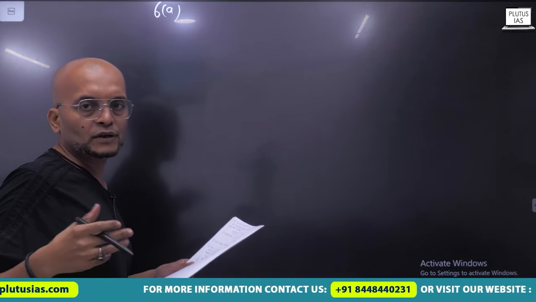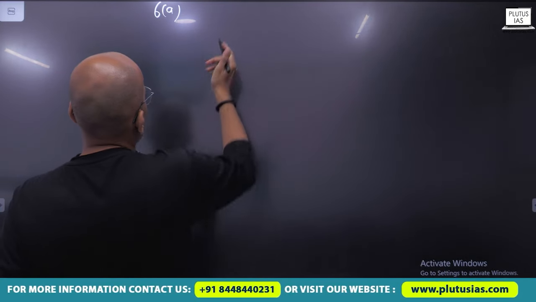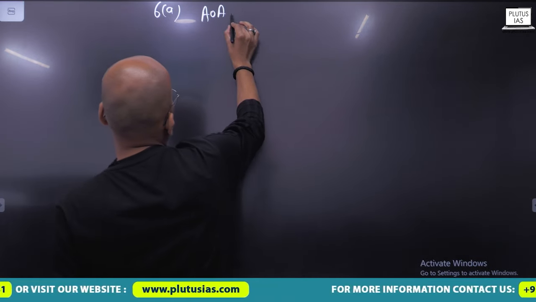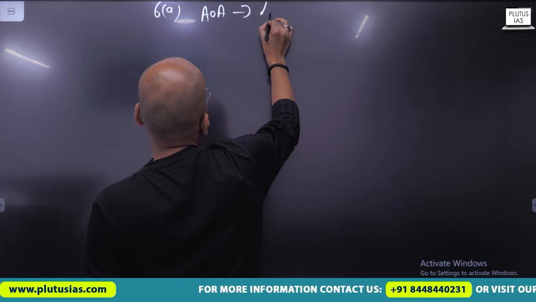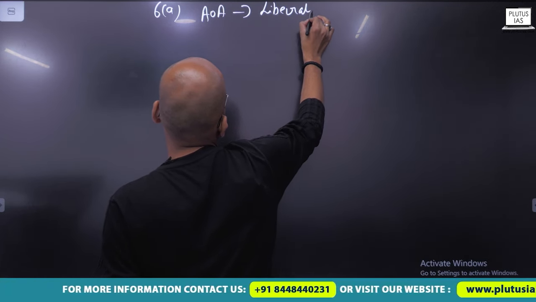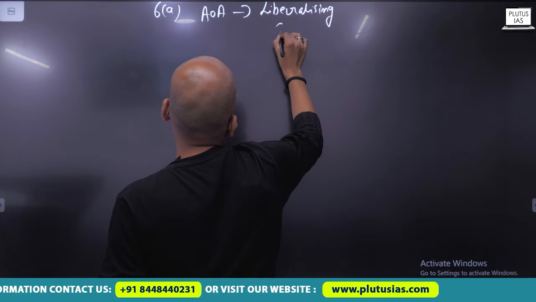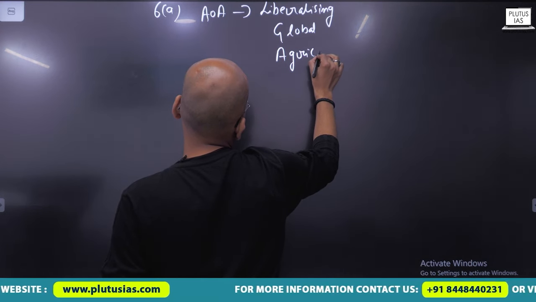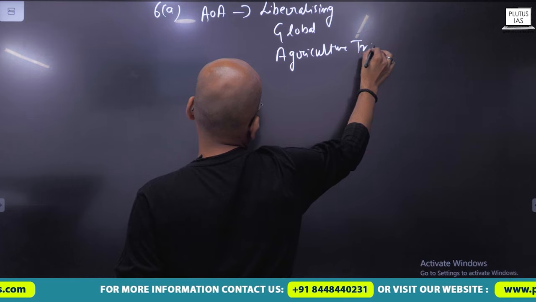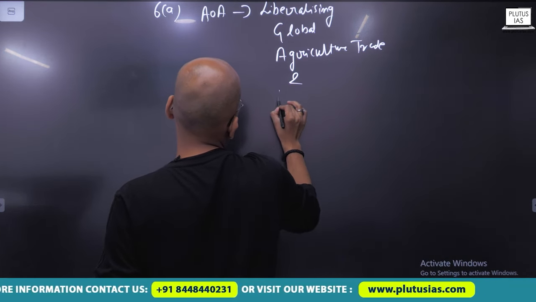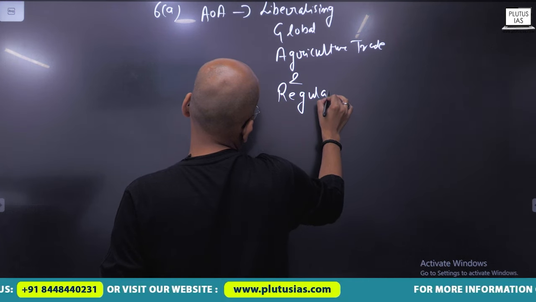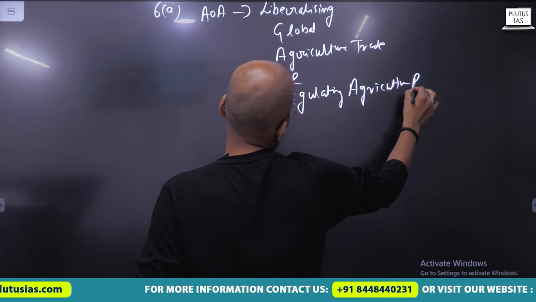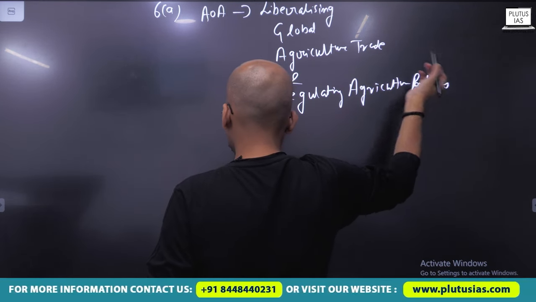So first of all, you can introduce a bit of AOA: AOA introduced several important features, and what was its aim? Its aim was liberalizing global agriculture trade and regulating agricultural policies. Okay, this much introduction is more than sufficient.